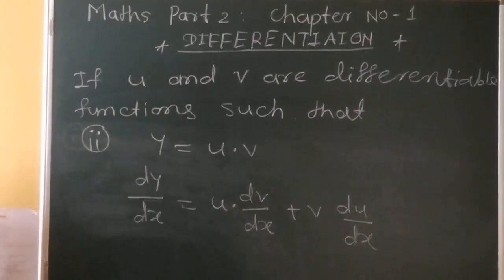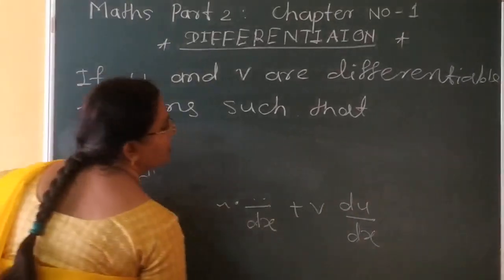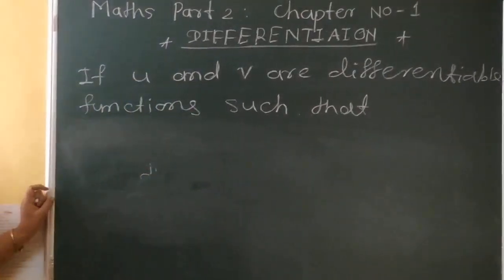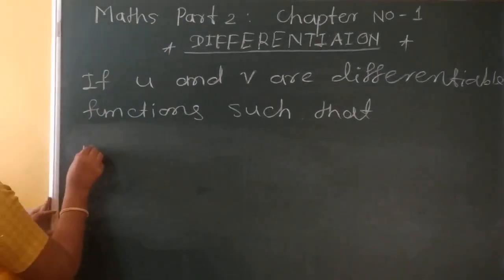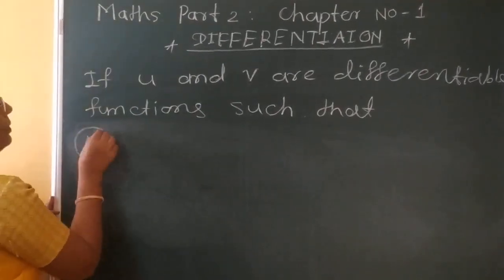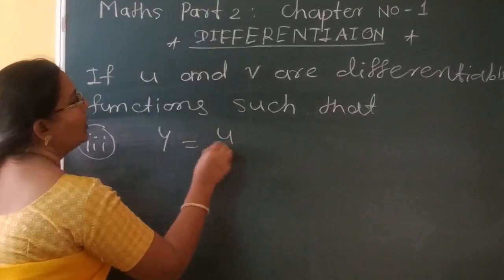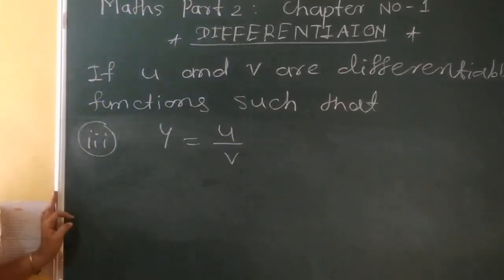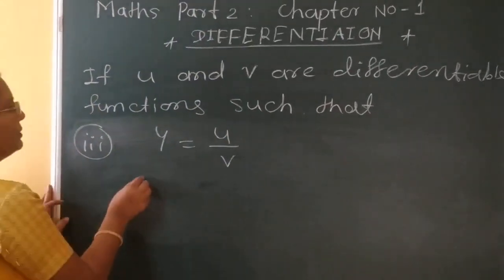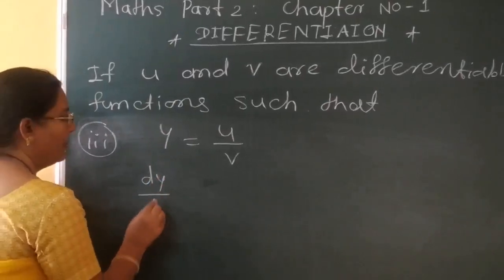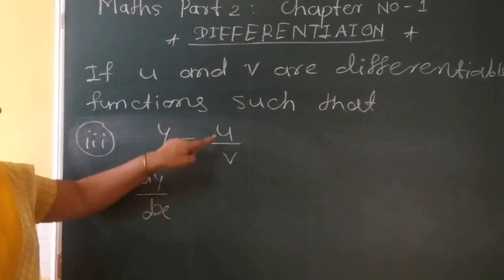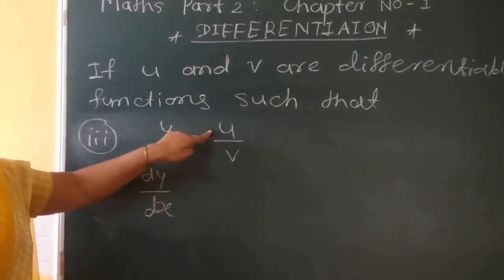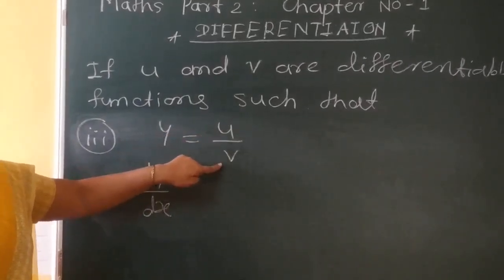Now we are going to the third rule for differentiation. That is, y is equal to u upon v. Then taking the derivative dy by dx of u upon v. Here u is the numerator and v is the denominator.